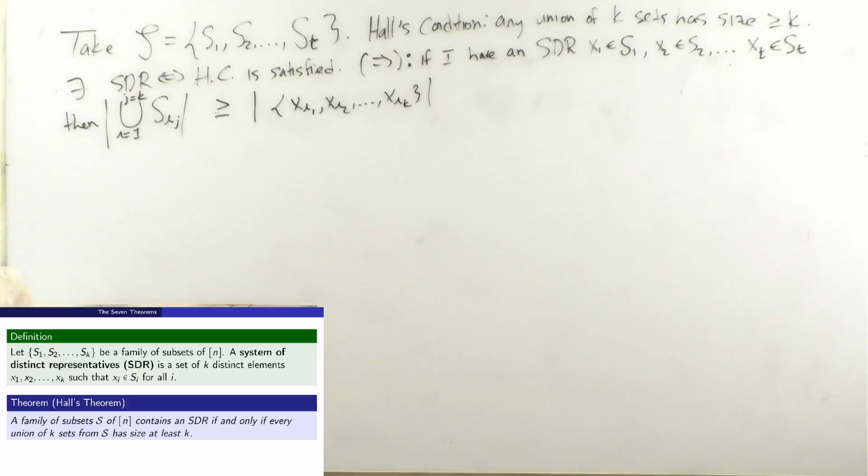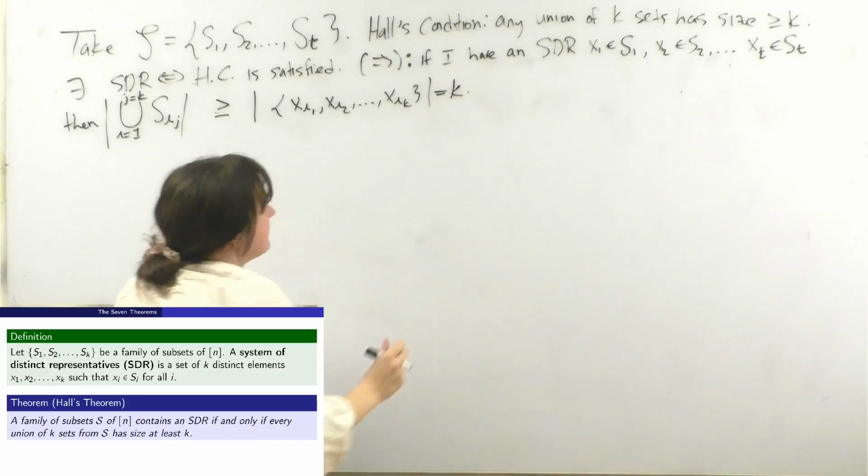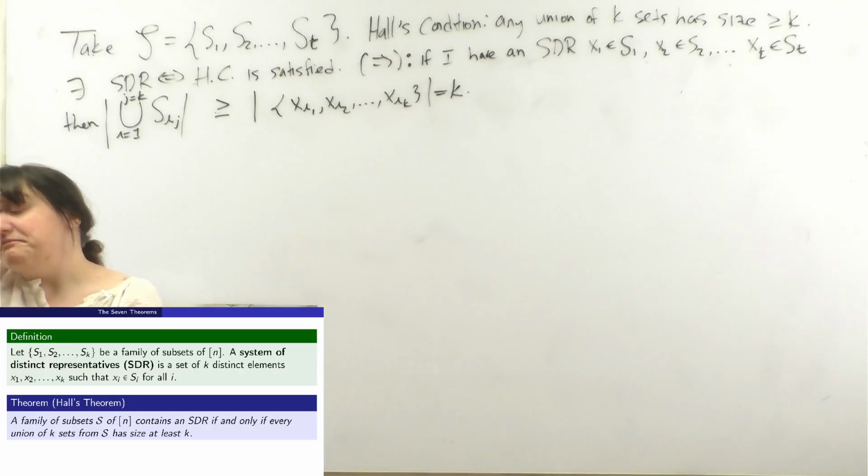one from each set. Because these are legitimately distinct, I know that I have a real set here. I don't have a multiset. So I was able to write down k distinct elements that are in this union. So I definitely have Hall's condition on my intersections.